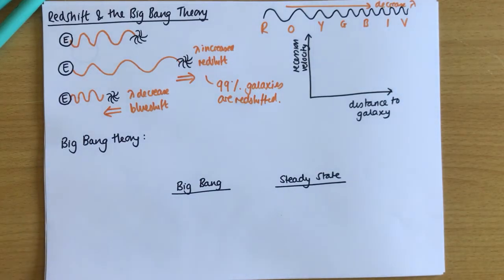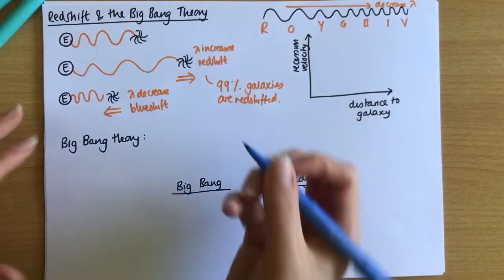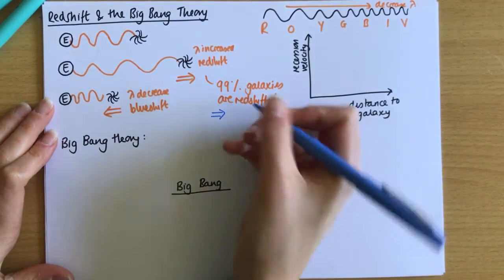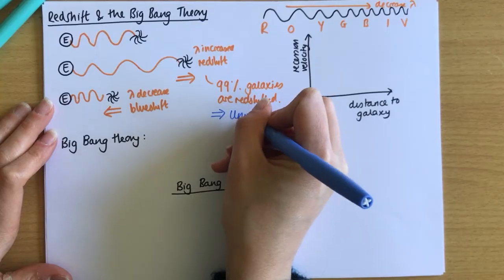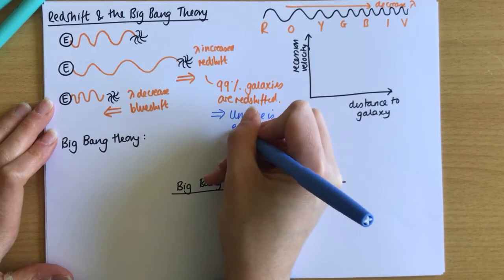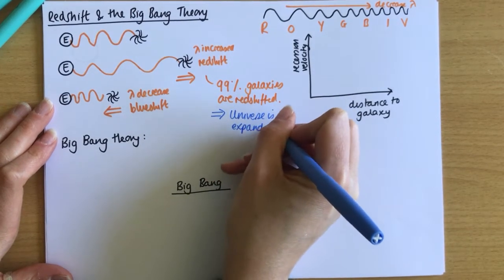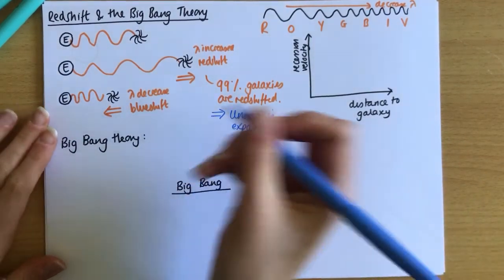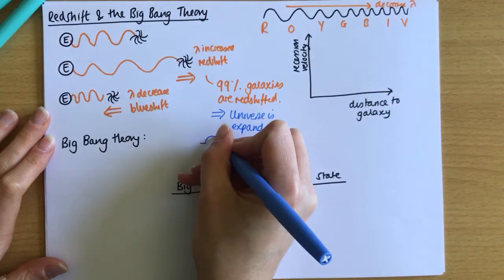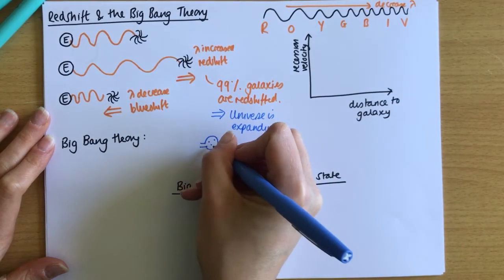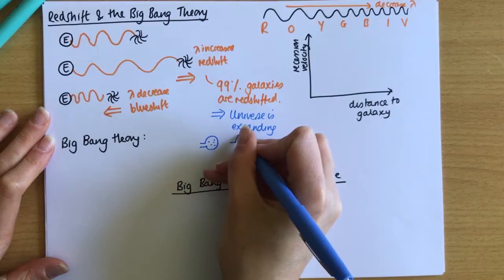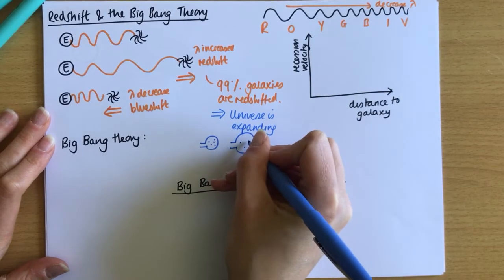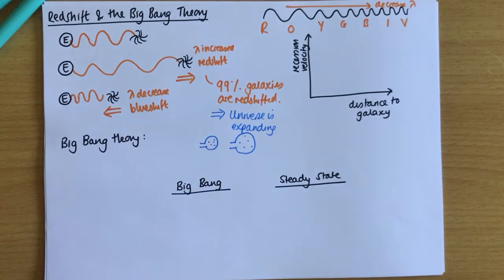So if 99% of galaxies are moving away from us, that comes up with a really exciting conclusion. And that's the idea that the universe is expanding. If everything is moving away from everything else, the universe is getting bigger. And we often think about this. Imagine that I've got a balloon and I draw dots on it. And then I blow that balloon up, and those dots will have all moved further away from every other dot. The universe is expanding. That's quite a common model.